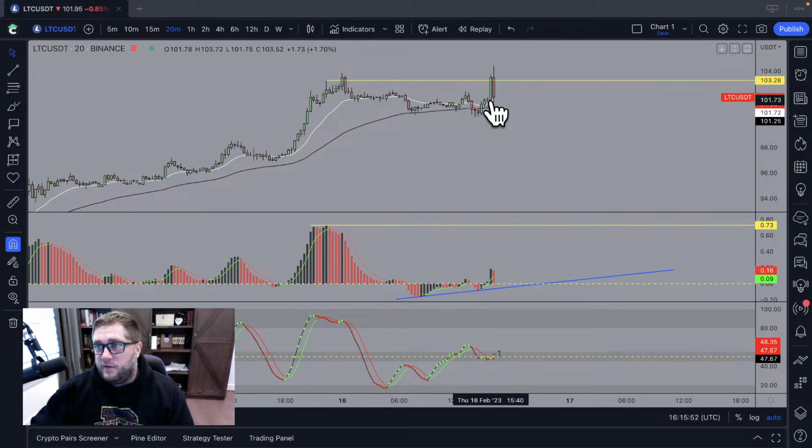This is Link. Litecoin, we almost have a fully engulfing pattern on Litecoin. It is turning red on us. So we'll see how well that does.